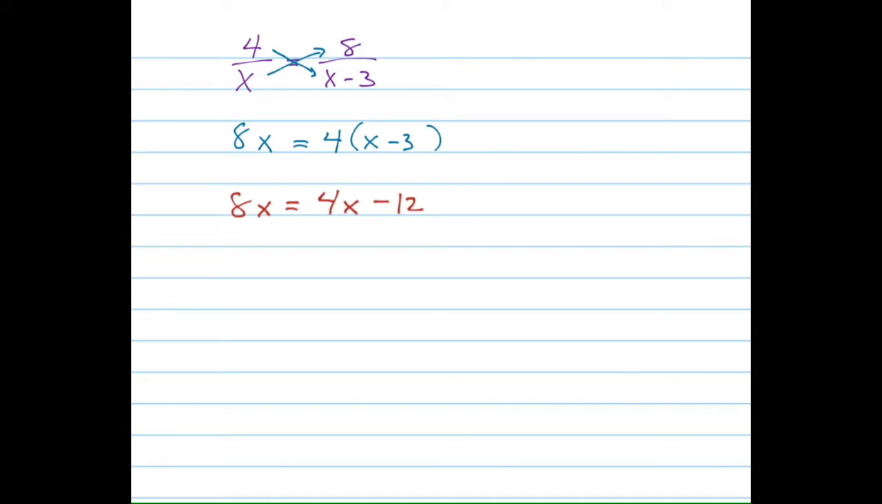Ryan, you got all the answers today. Subtract 4x from both sides, because it's a positive 4x, so we get rid of it by subtracting. So we have 4x equals negative 12. What do we do now? Divide both sides by 4, and we get x equals negative 3.